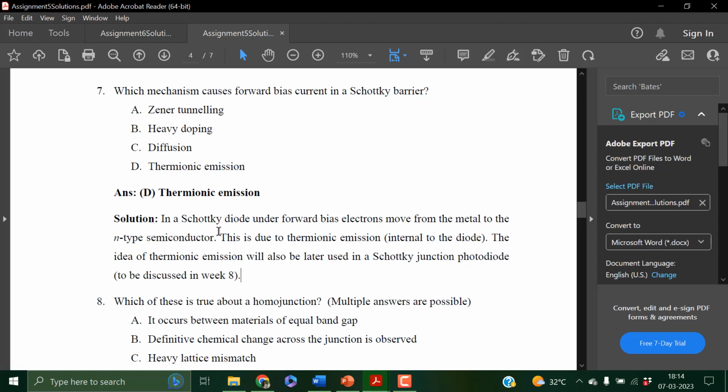So let me read once more. What mechanism causes forward bias current in a Schottky barrier? So for forward bias current, basically what happens is that electrons keep diffusing, and as a result of that, during forward bias current flows, right? Yes, ma'am. Okay.